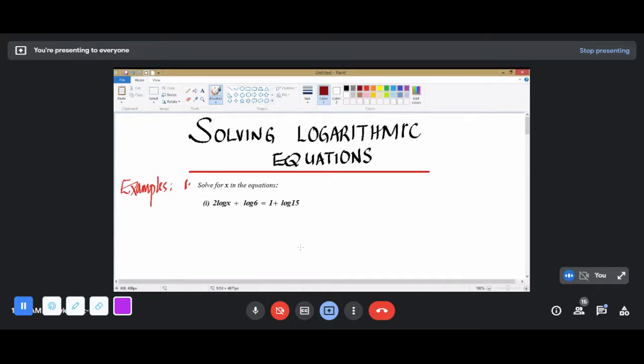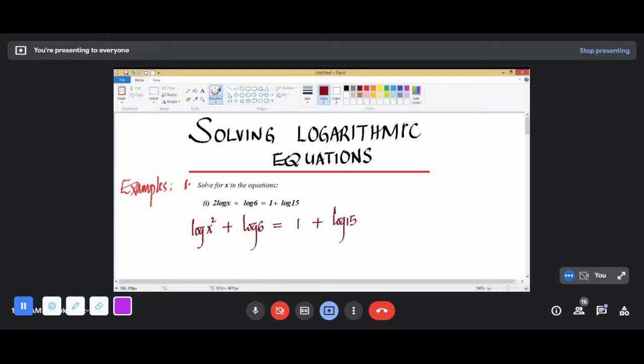What is expected of us is to apply the laws of logarithms as before, but this time around intending to have that unknown obtained. Now, on this first step, this would be the same as the logarithm of x squared plus the log of 6. This is equal to 1 plus the log of 15.